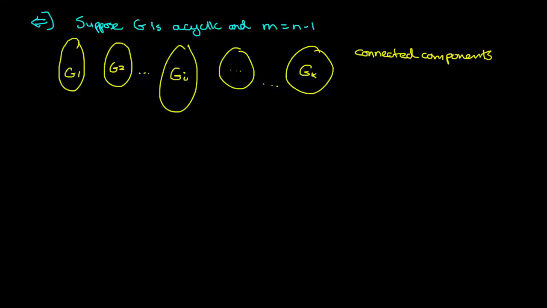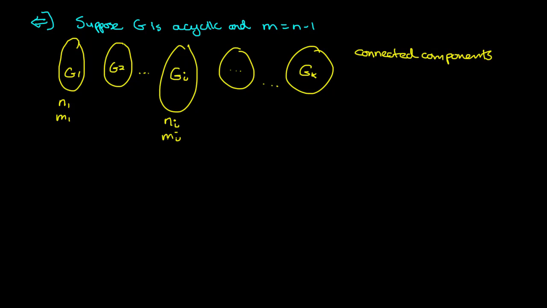So we have these K connected components, and what I want to do is say, well, let's look at each one of these connected components and say how many vertices and how many edges they have. Well, we don't know, so we're just going to call them something like N1 and M1 for this component. N being the number of vertices that are here, and M being the number of edges that are here. So in general, we'll have Ni vertices and Mi edges inside of one of these components.